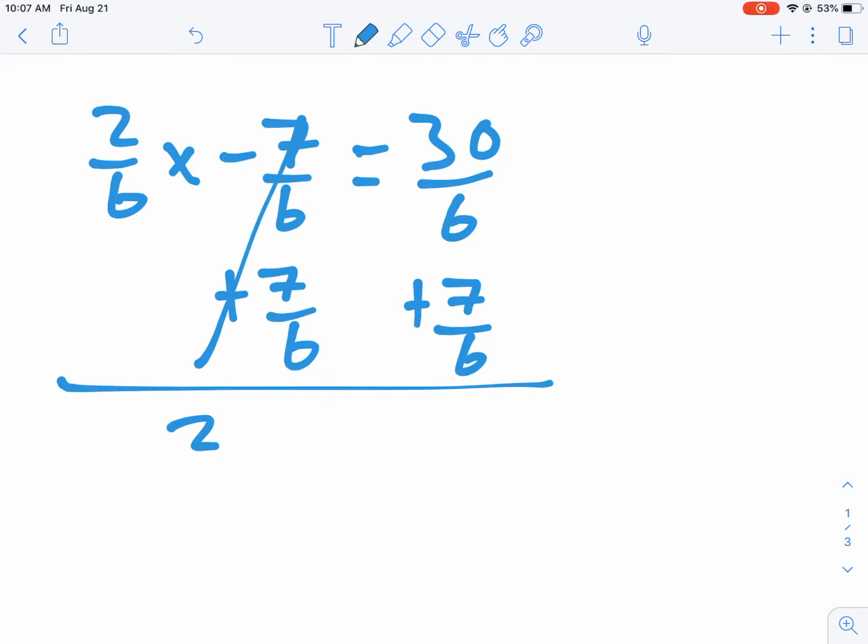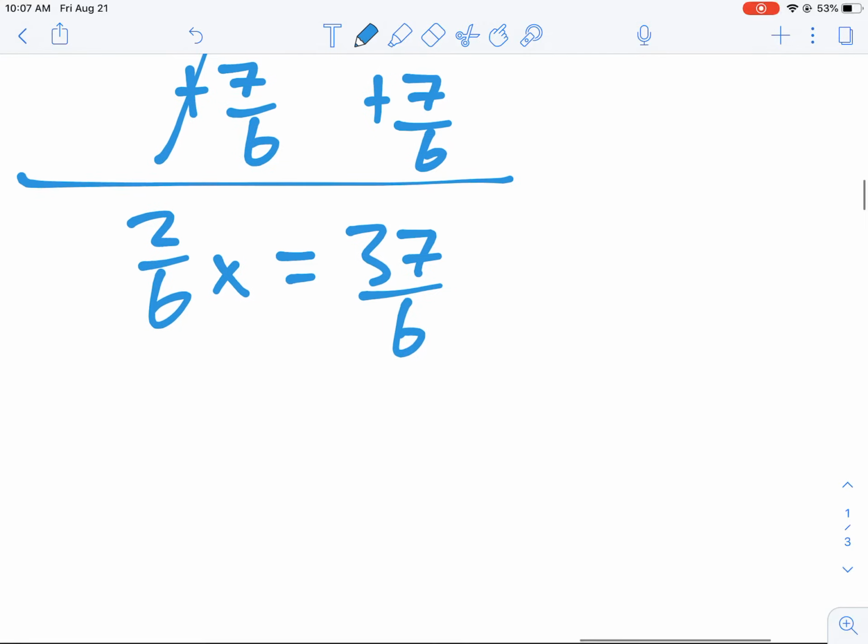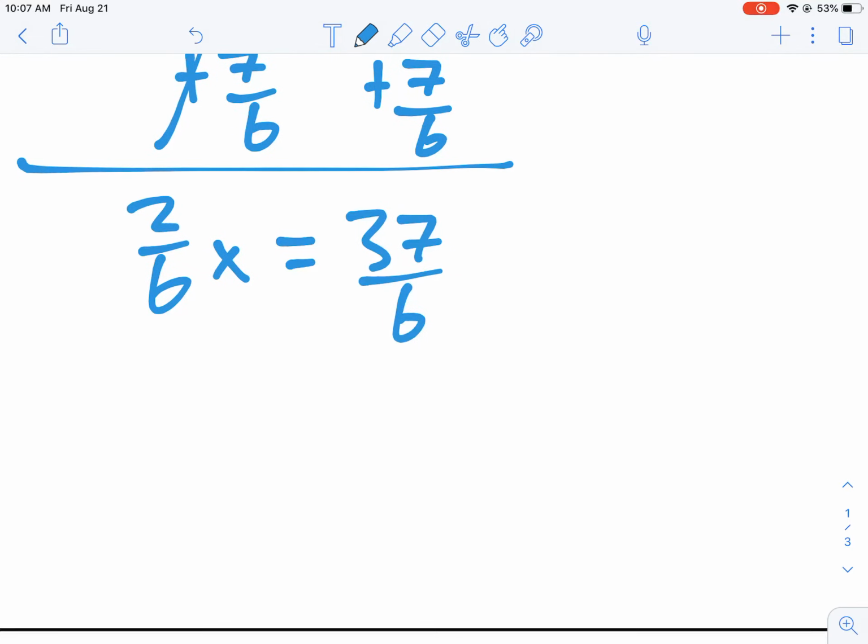These cancel out. This becomes 2/6x. 30 plus 7 is 37 over 6. Remember, when you're adding and you have a common denominator, you add the tops and then the bottom stays the same. And what do we do here? We have a fraction of 2/6. Well, remember, if you want to get rid of that fraction, you multiply it by the reciprocal.